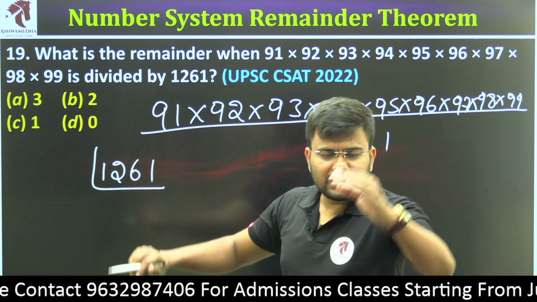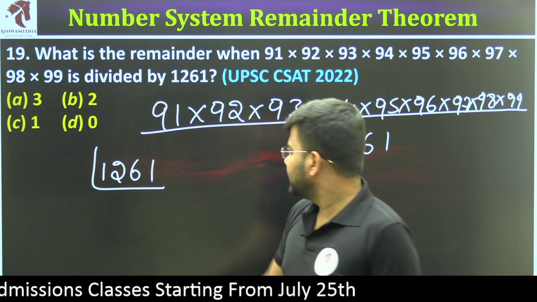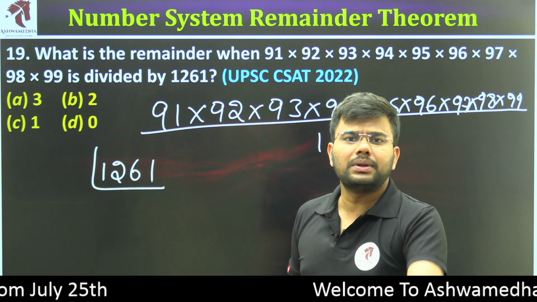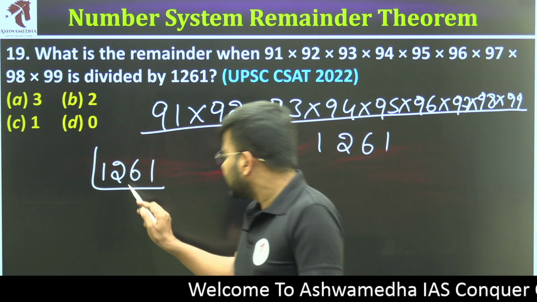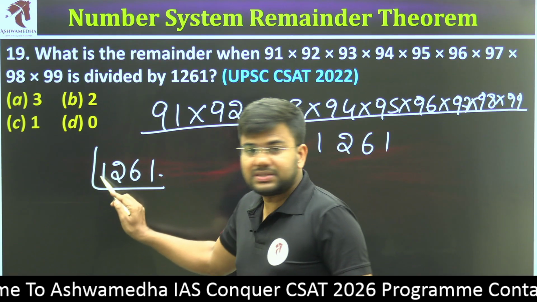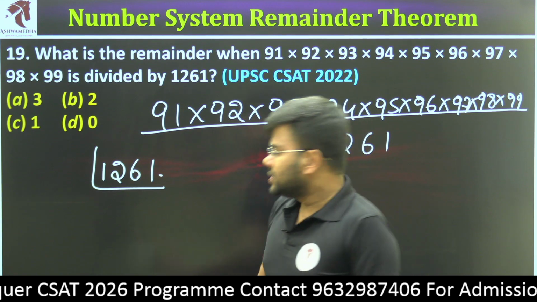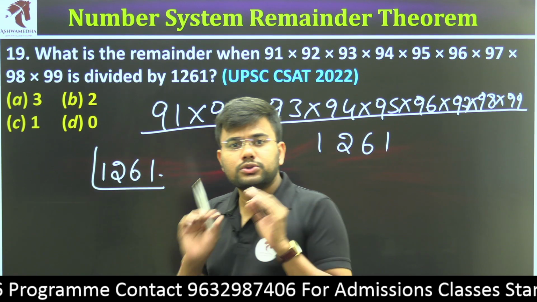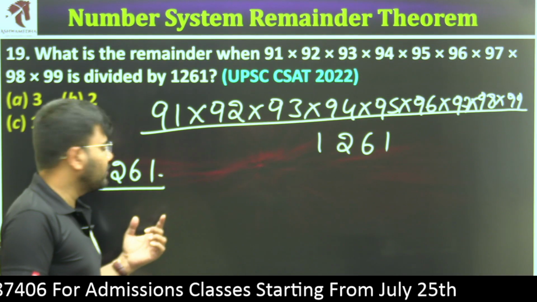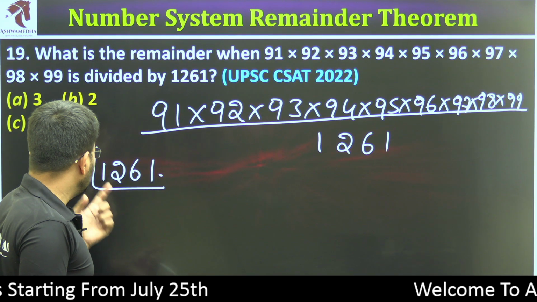Try to cancel it by prime numbers first. Will it go by 2? No. 3? Check the divisibility of 3. In the divisibility rules, I'll teach you the divisibility checks of all the numbers. Add the digits: 6 plus 1 is 7, 7 plus 3 is 10. Is 10 divisible by 3? No. Since 10 is not divisible by 3, 1261 is also not divisible by 3. Then try 5. Obviously, it's not divisible by 5. Try 7. It's not divisible by 7.